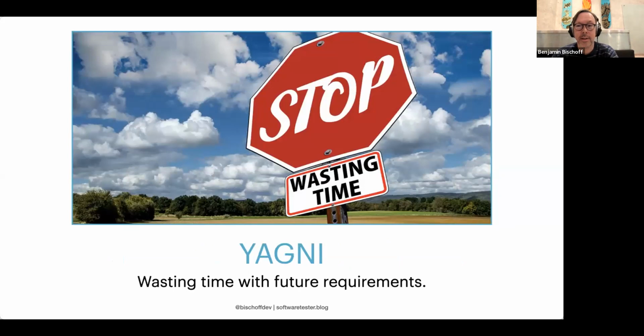YAGNI, that refers to the premature future proofing of code. That stands for you aren't gonna need it. So this is about wasting time with future requirements I talked about, but that's the word for it, YAGNI.